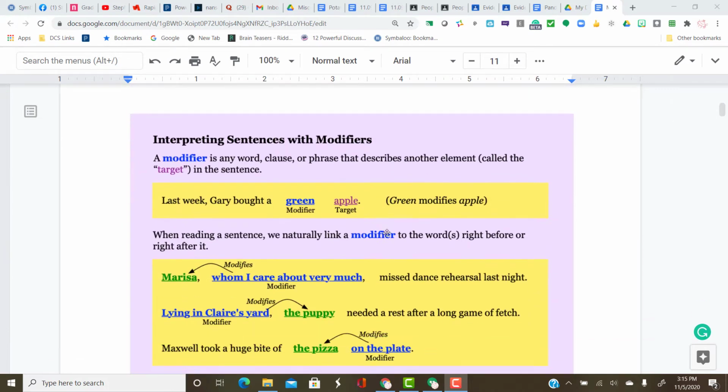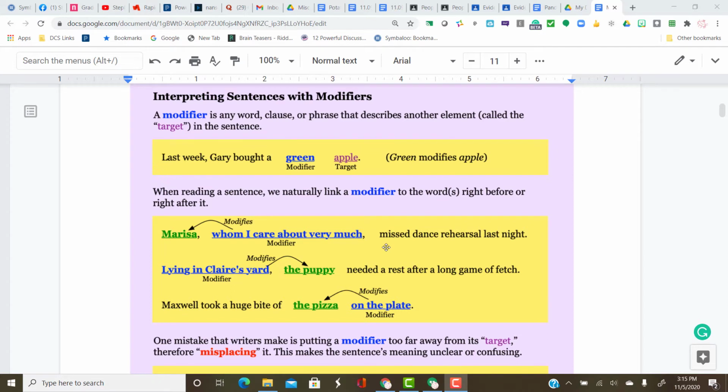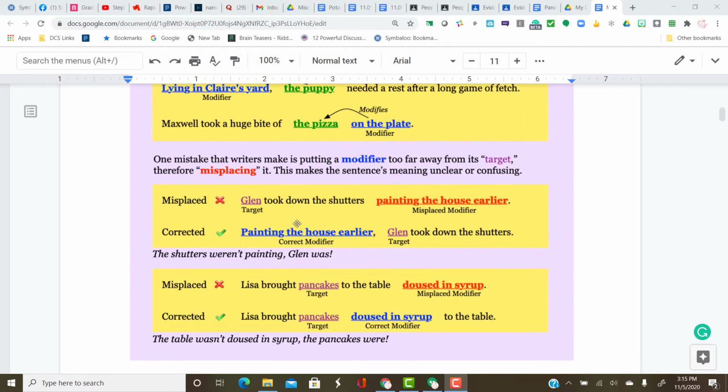Slide 3. The third slide introduces the term target for the word, phrase, or clause that is described by the modifier. It also gives examples of misplaced modifiers, which is when modifiers are placed too far away from their targets. For example, Glenn took down the shutters painting the house earlier. Now, painting the house earlier is placed next to the word shutters, so it looks like it's describing the shutters. And the shutters were not painting the house, though. Glenn was. To fix this, move it next to Glenn. Painting the house earlier, Glenn took down the shutters.